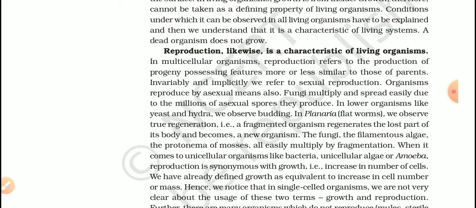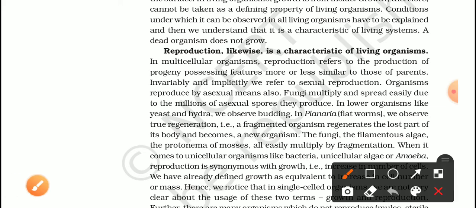Organisms reproduce by asexual means also. Fungi multiply and spread easily due to the millions of asexual spores they produce. In lower organisms like yeast and hydra, we observe budding. That's why it is written here that budding is observed in yeast and hydra. These are the lower organisms.